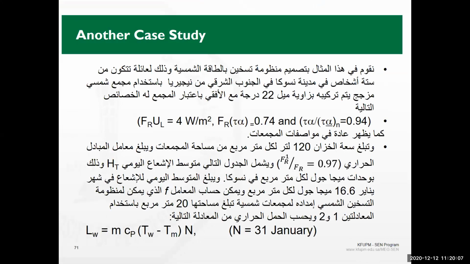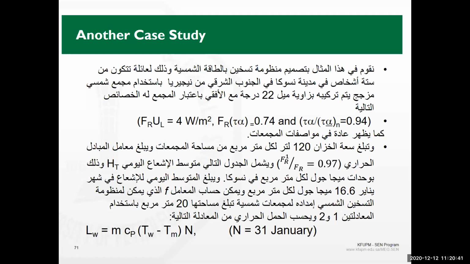So we have an example here. عايزين نعمل a system for water heating لعائلة تتكون من 6 أشخاص, 6 persons in Nsoka, in southeast of Nigeria. This basically was given in a paper, by the way, that was published. I took it and I just redid the work to make sure it's clear here as an example. Using glazed solar collectors, the angle beta is 22 degrees with the horizontal, and it has the following characteristics.